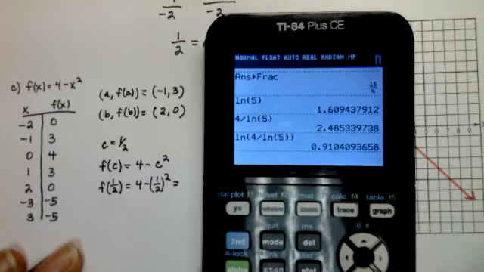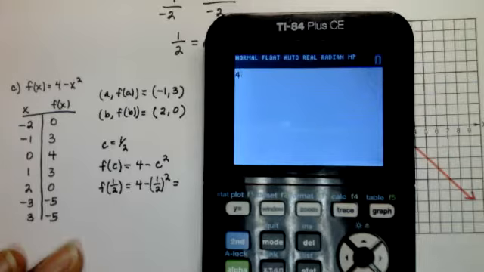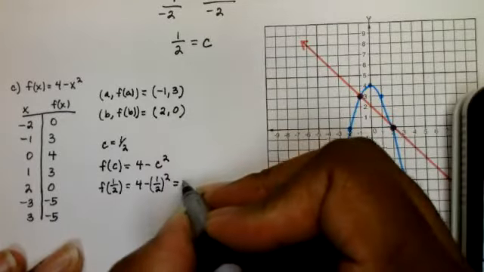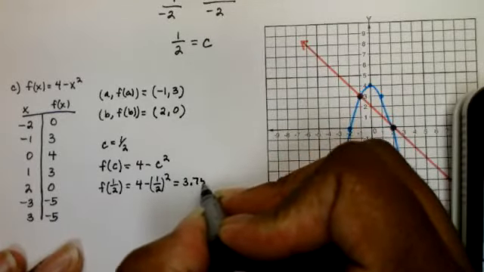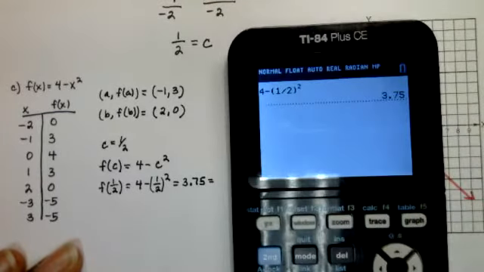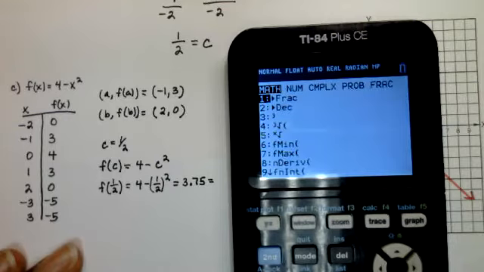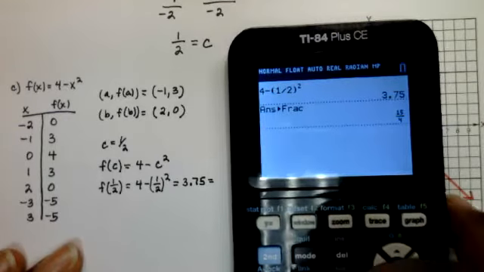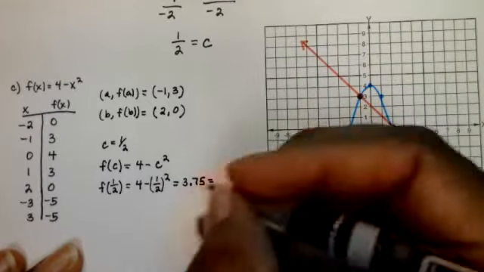All right, so let me go to this screen. Let me clear this out. This will be 4 minus left parenthesis 1 divided by 2, and then squared. That would be 3.75. Now, of course, if you want to convert that to a fraction, we can do the math key and then select number 1 for fraction, and that would give us 15/4.